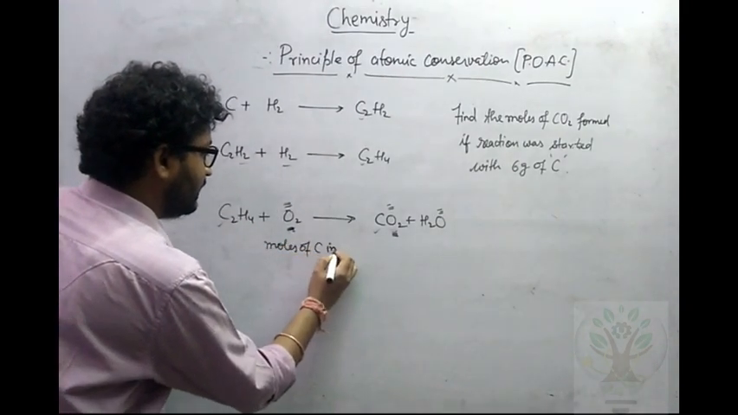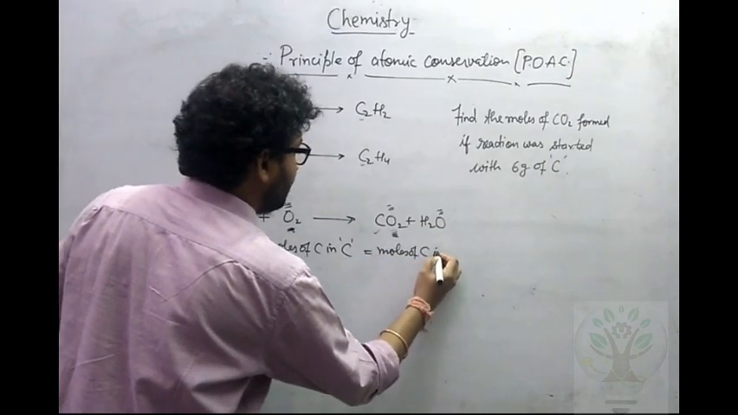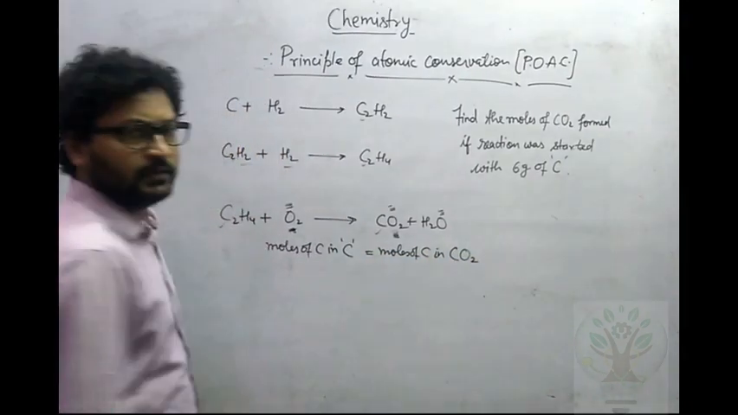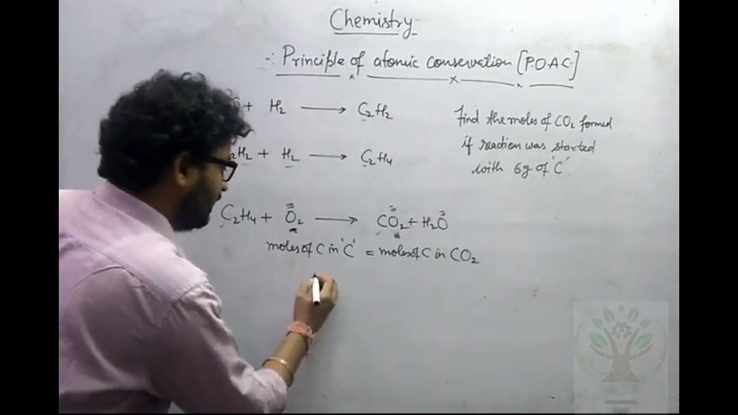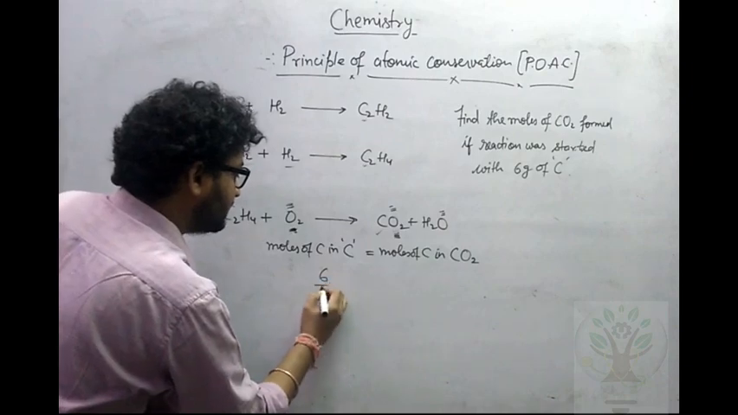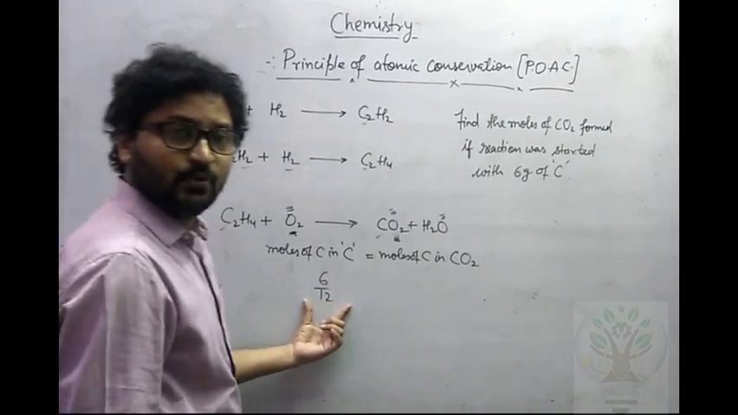Moles of carbon in C equals moles of carbon in CO2. That's it. I'm not writing these intermediate steps. Now, how will I do this? Let's see. How many gram of carbon do I have? I have 6 upon 12 gram. So this is nothing but, I have 6 gram. So it is nothing but moles of carbon.